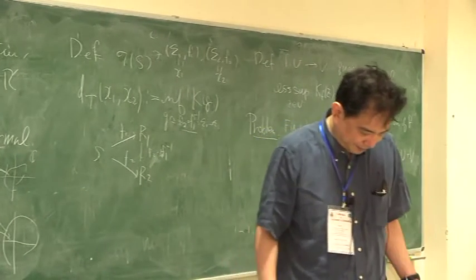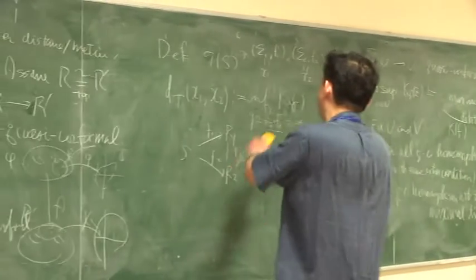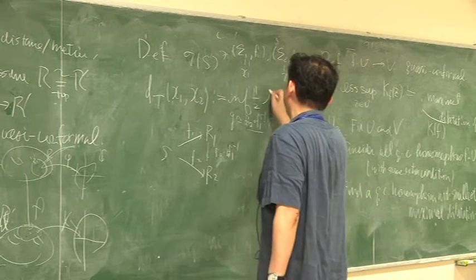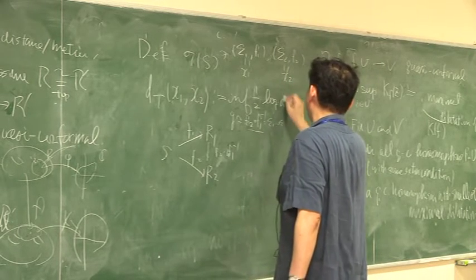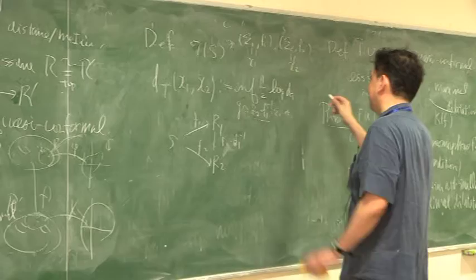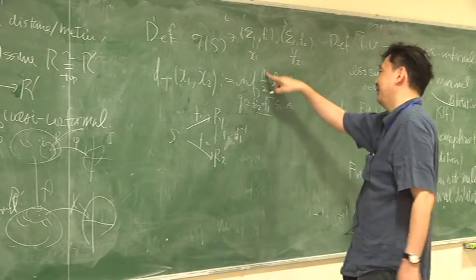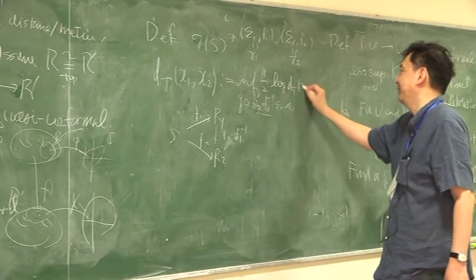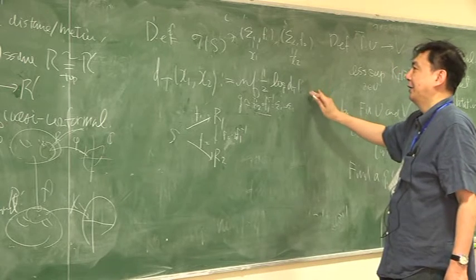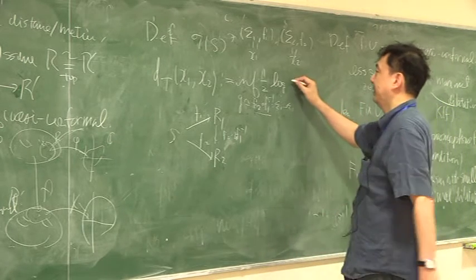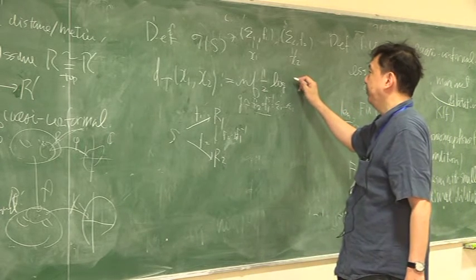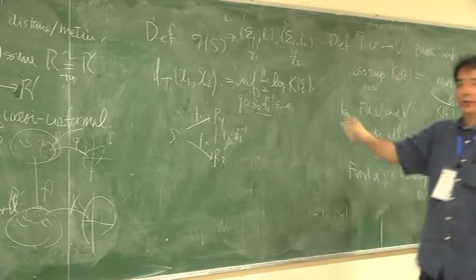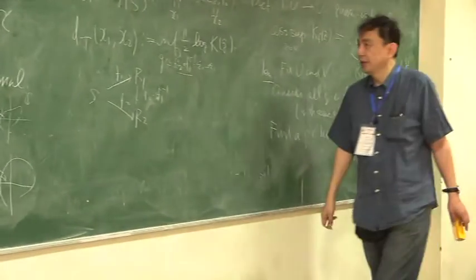Okay. Or maybe, sorry, it's a distance, so it's still not a distance. So to make it a distance, you should take a log. And the half is not so important, but ordinarily you put a half there, so that this should be the infimum of the log of K of G. Okay.